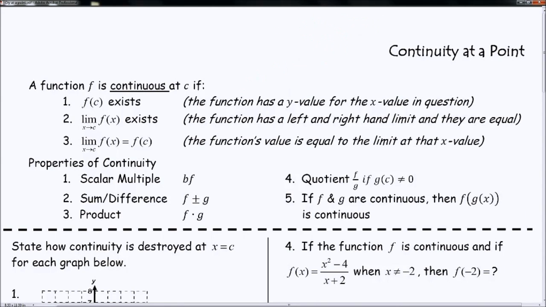So, an example of that would look like this. There's my limit, there's my point. My limit and my point are at the same spot for c. So my f of c is equal to 1, and my limit as x approaches c of f of x is also equal to 1.